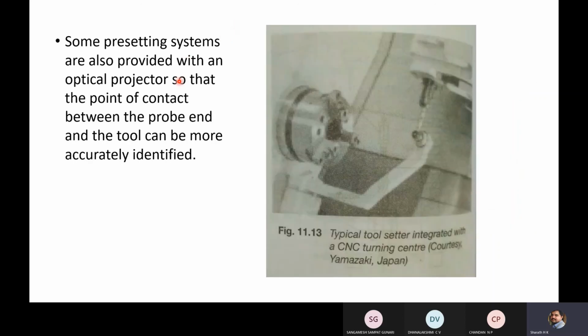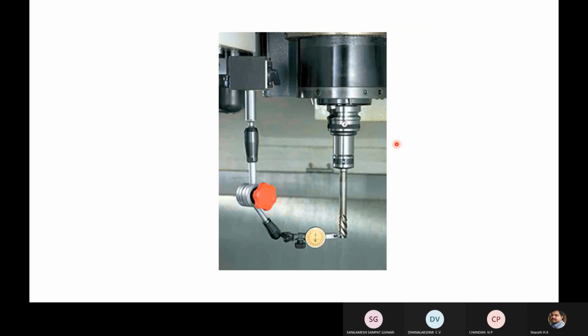Some presetting systems are also provided with an optical projector so that the point of contact between the probe end and the tool can be more accurately identified. This is such an example of using an optical projector. So here you are using a dial gauge.